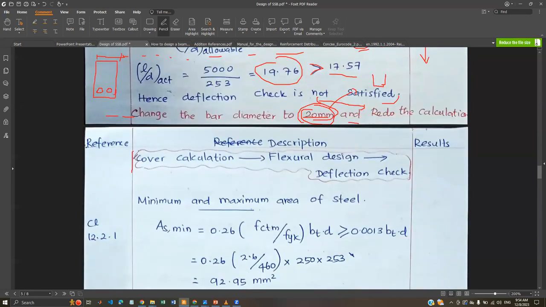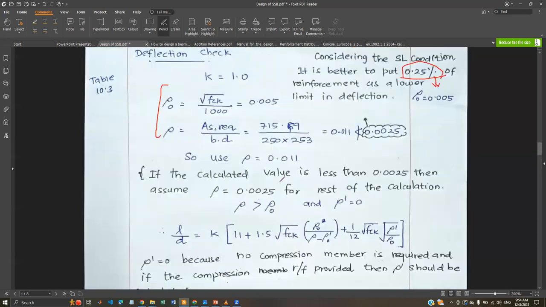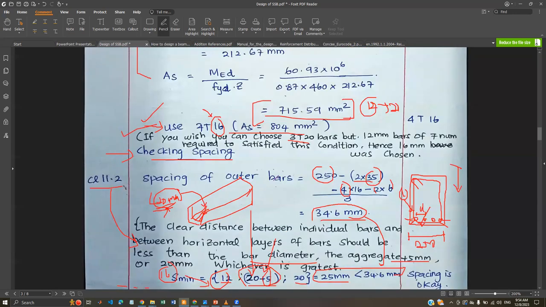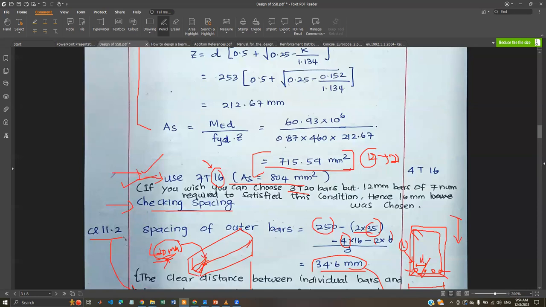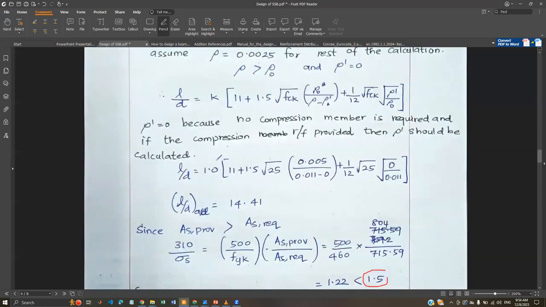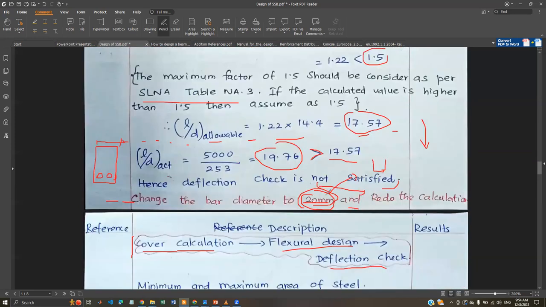So you can see here, again I need to perform the cover calculation, flexural design, and again I need to check the deflection check. But if you look at your slab design, you might have seen right after this calculation I perform the minimum and the maximum steel requirement. The reason why I didn't include it at this point is because I need to check up to this level whether my condition is satisfied or not.